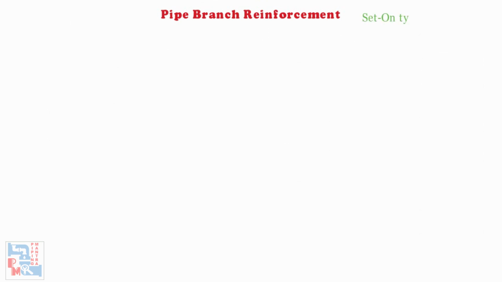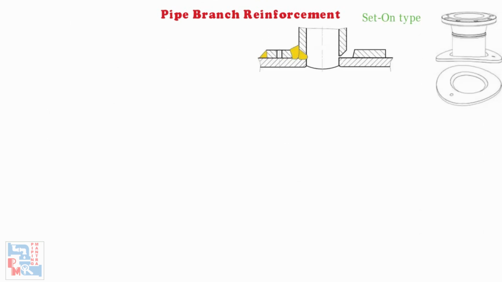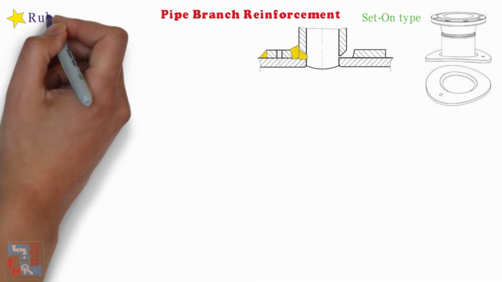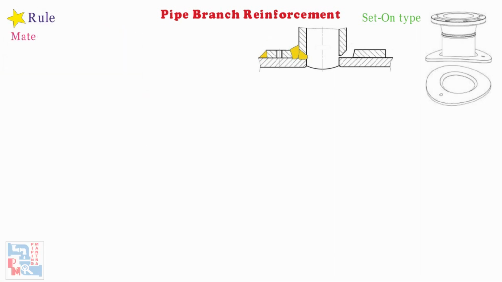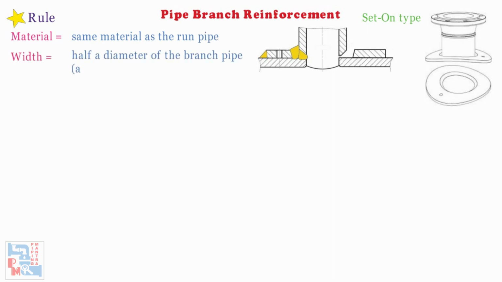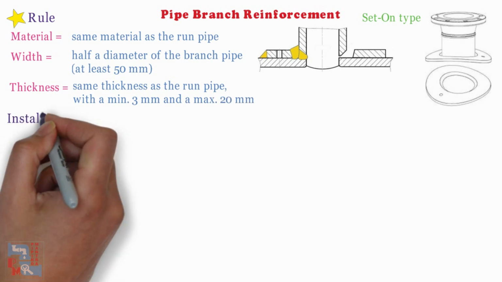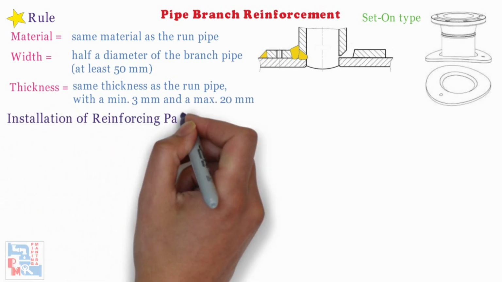On your screens, you can see standard images of a reinforcing pad to give you some idea of how it looks. Dimensions of reinforcement pad: for the dimensions of a reinforcing pad, you can follow these rules. First, the material will be the same as the pipe run. Width will be half the diameter of the branch pipe or at least 50 mm. Thickness will be the same as the pipe run, with a minimum of 3 mm and a maximum of 20 mm.